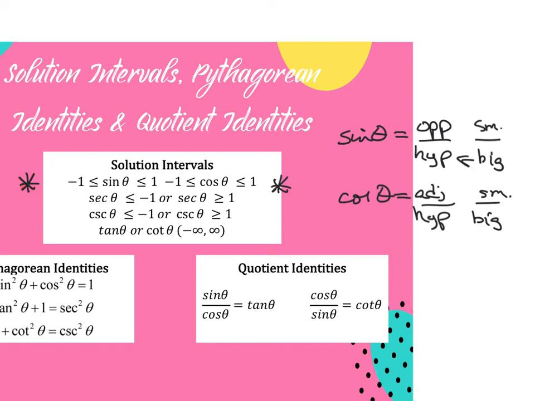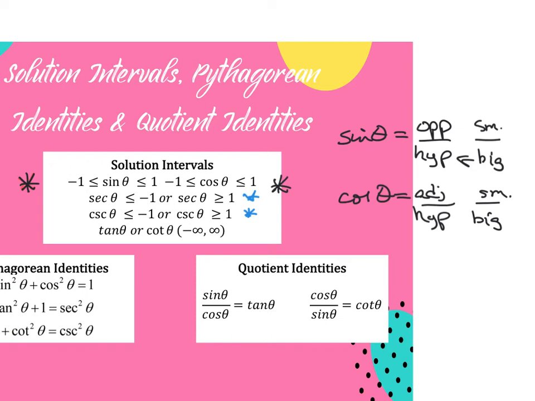Whereas the second part here, the secant and the cosecant, remember this is reciprocal. So if sine and cosine are fractions, then their reciprocal functions are going to be integers. It's going to be a number greater than 1 or less than -1.